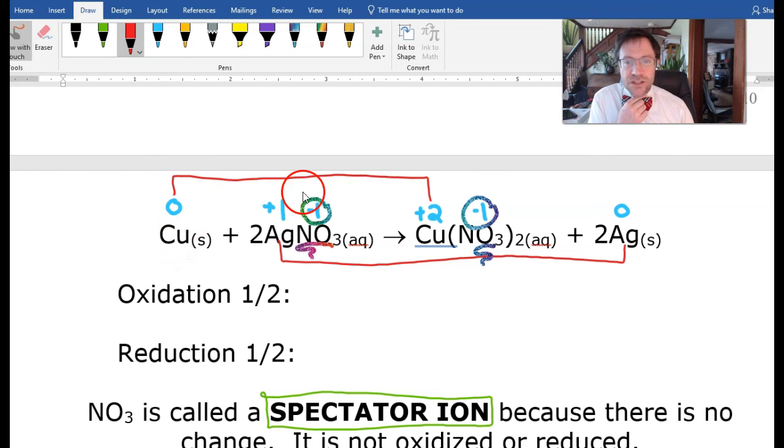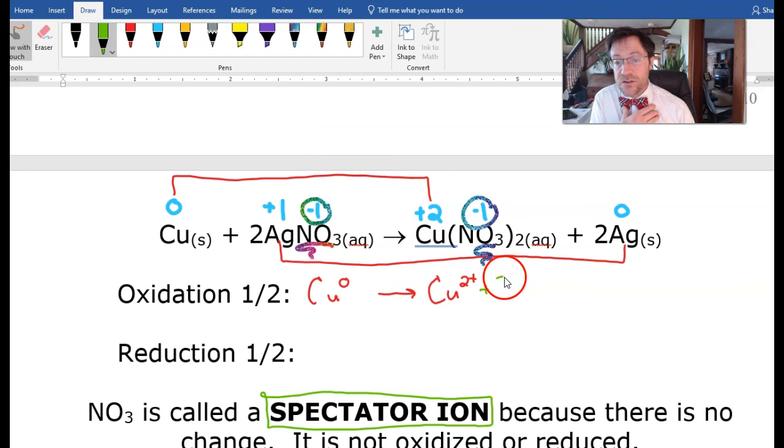Oxidation. Copper goes from 0 to +2. That's got to be oxidation. So 0 is going to turn into +2, because oxidation is losing electrons, so it's losing negative charge, and I need two electrons, right? So +2 -2 is 0, 0 on that side. Everything is spectacular. Now let's look at reduction.